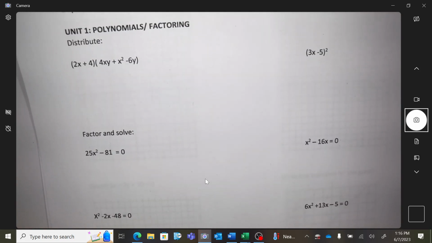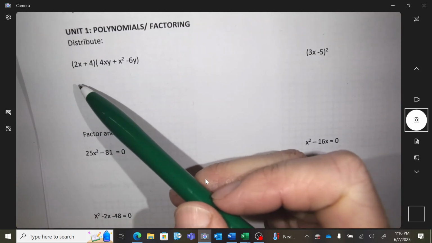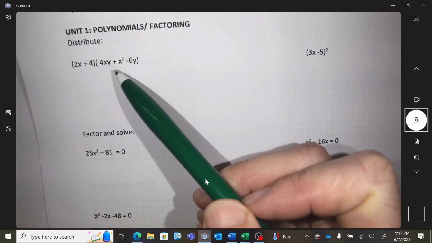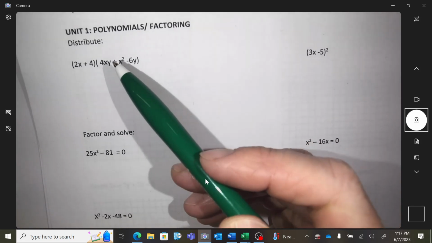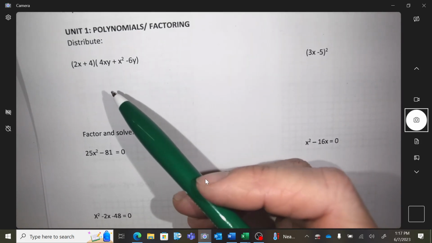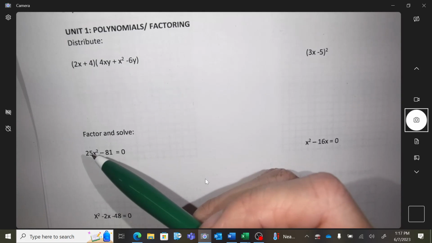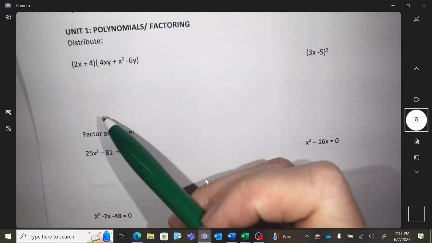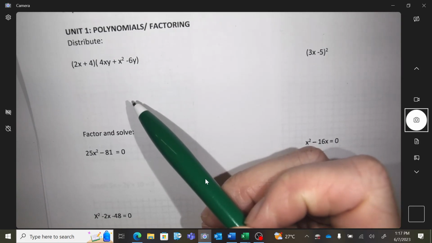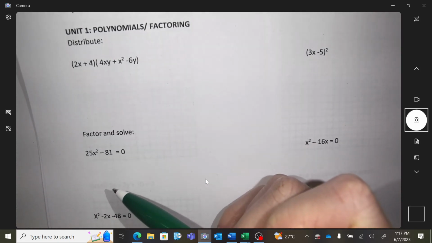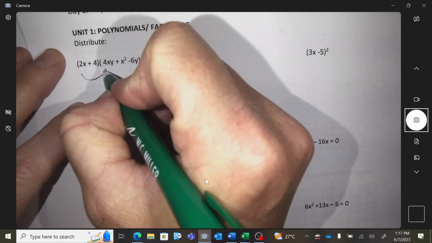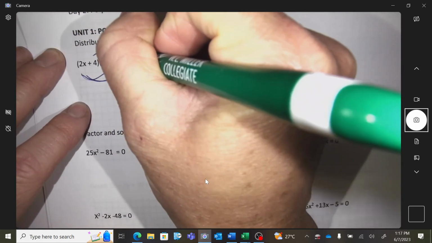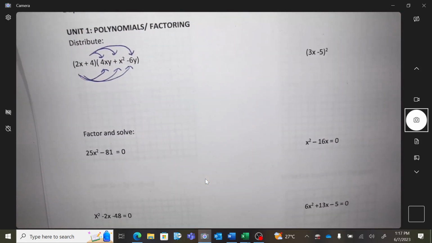Okay, distributing. Here's my first question. This is a binomial, and I'm multiplying it by a trinomial. When I'm done, how many different terms would I get? If there's 2 in this and then 3 in that, and I've distributed, how many terms would I end up with? 6. Yeah. 1, 2, 3, 4, 5, 6.